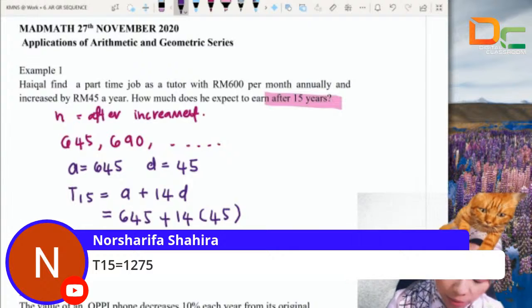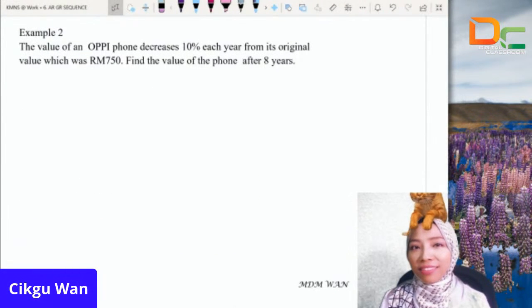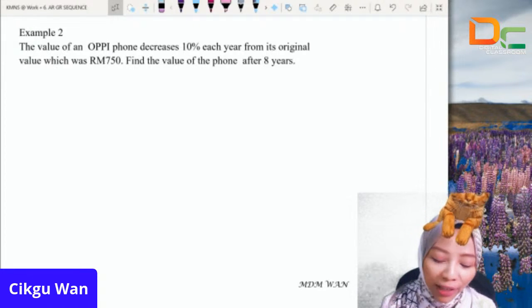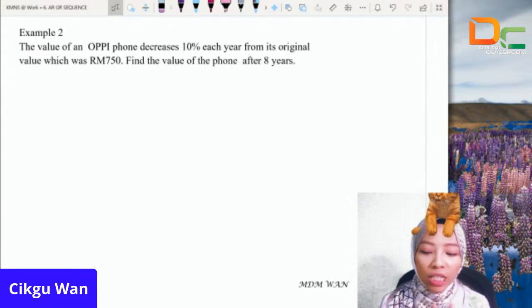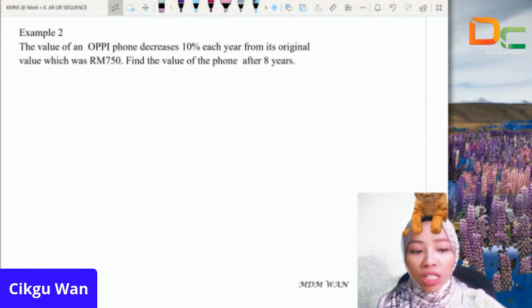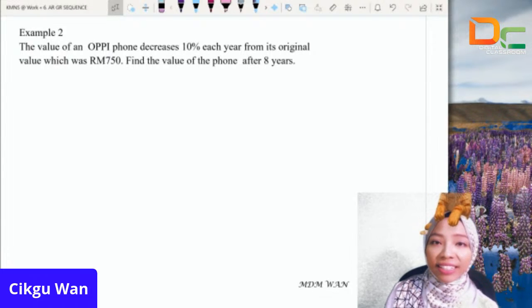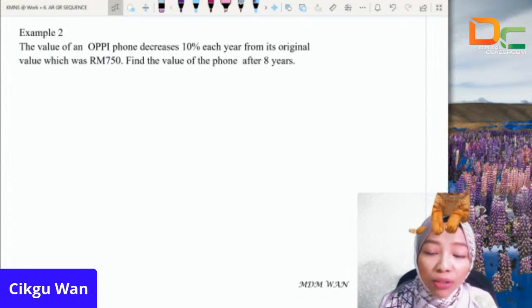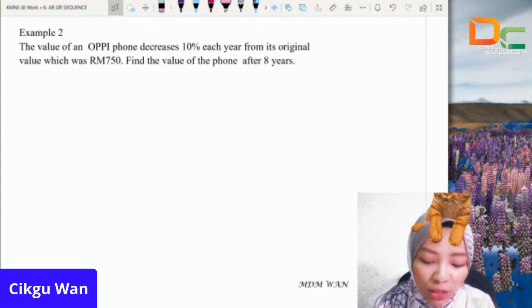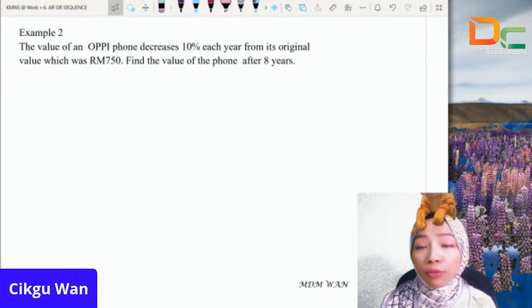Alright, we continue. Example 2. The value of an Oppo handphone. So I edit sikit, Oppo iPhone. Decreases 10% each year from its original value. So dia berkurang, biasalah semuanya ada penurunan kalau gadget ni makin tahun by years it will decrease the values. So from its original price 750 ringgit, find the value of the phone after 8 years.